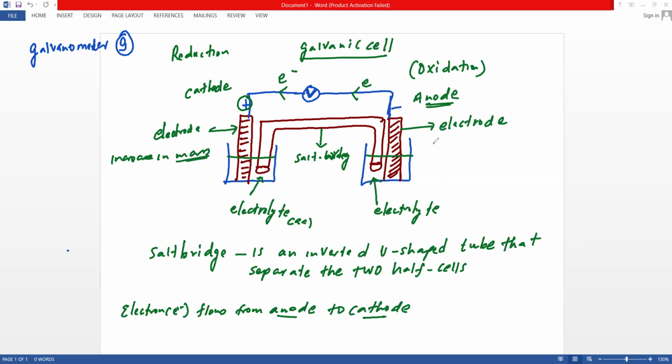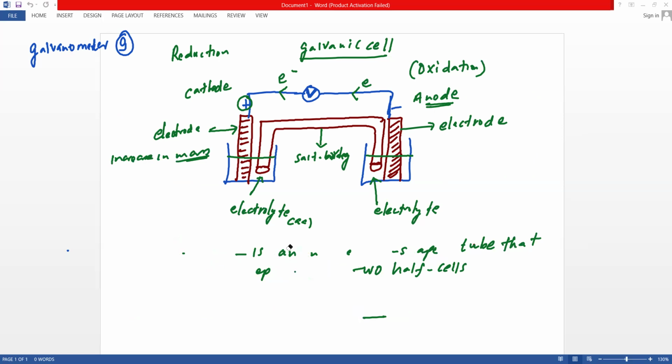Whereas this one could have a decrease in mass because electrons are flowing from anode to cathode. So it's very important to be able to know the structure of a galvanic cell. Also know the components of a galvanic cell. Remember, a galvanic cell has two half cells, and these two half cells are separated by a U-shaped tube, which is a salt bridge. And there are two electrodes which are immersed in the electrolytes, which are just aqueous solutions.